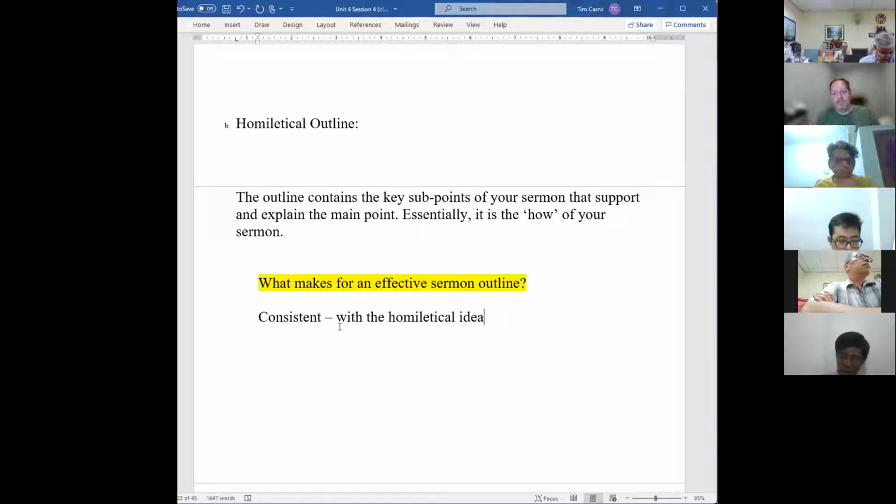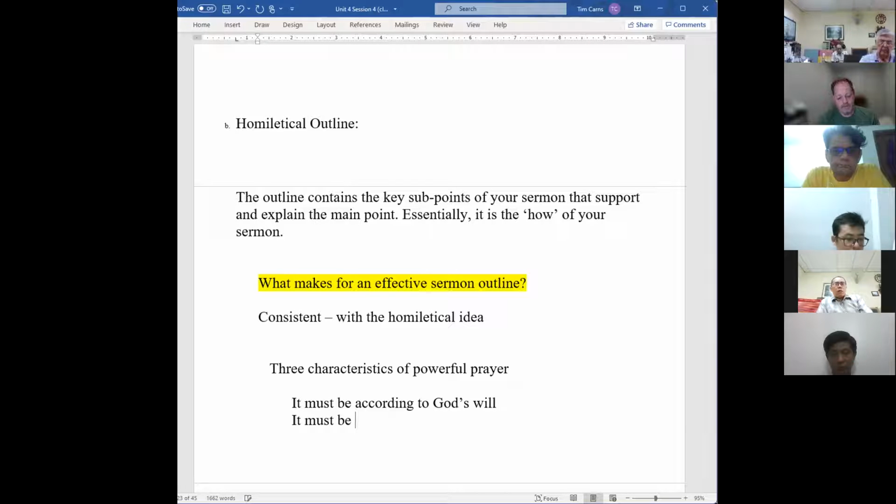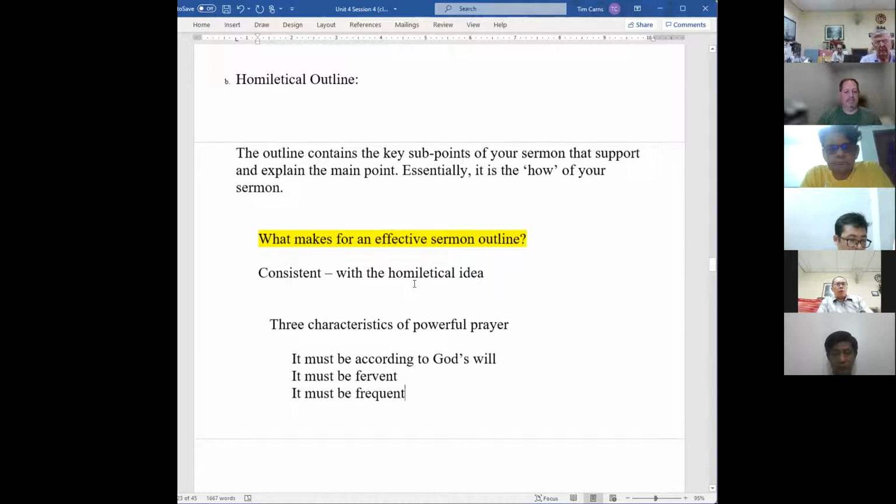So if your main point is three characteristics of powerful prayer, then each of those three points needs to be connected to powerful prayer. So for example, a good outline would be something like, it must be according to God's will. It must be fervent. It must be frequent. Something like that. And actually now notice we have two words that start with F. If you can think of a third word that starts with F that means basically according to God's will, then that will help to be a memorable outline.